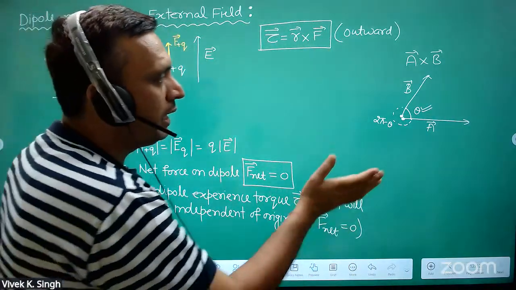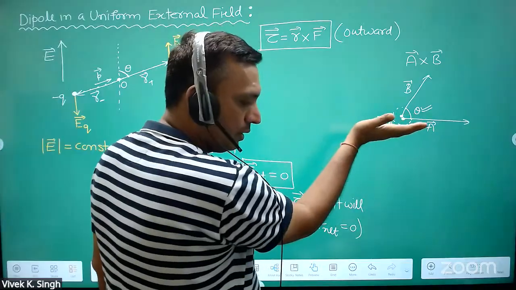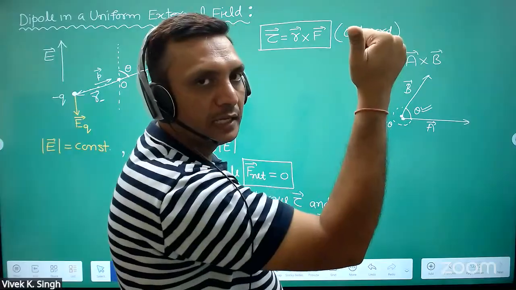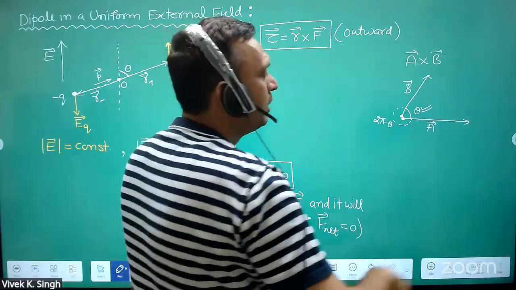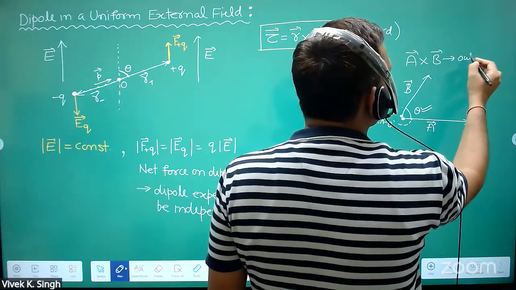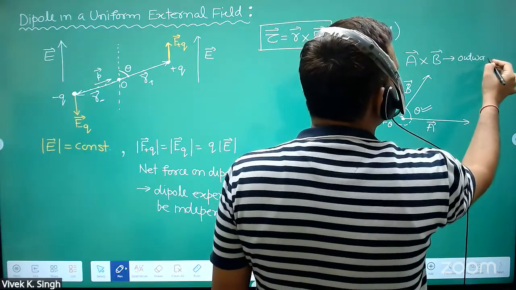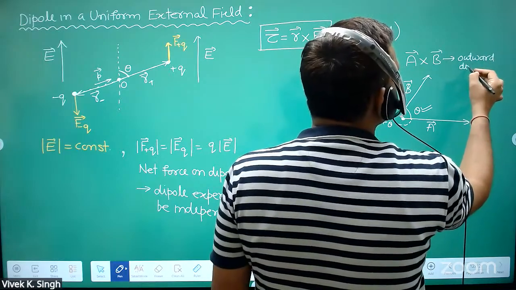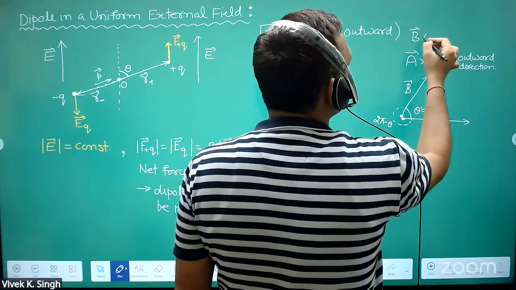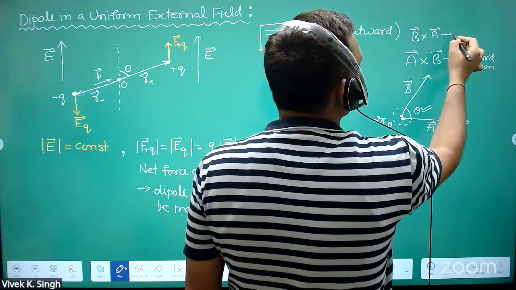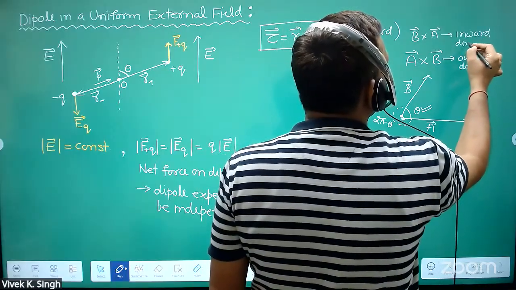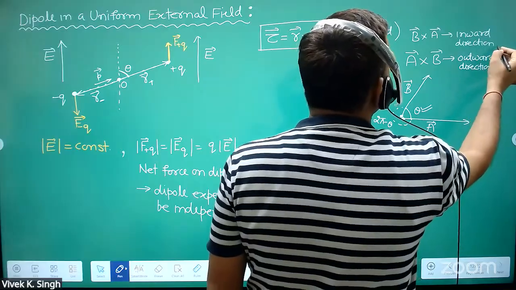तो अब आप क्या करोगे? A क्रॉस B क्या होगा? राइट हैंड यूज करो और A टू B वाया स्मॉलर एंगल मूव करो. सो थंब विल गिव यू डायरेक्शन ऑफ A क्रॉस B. तो इसकी डायरेक्शन आउटवर्ड डायरेक्शन. और अगर मैं B क्रॉस A की डायरेक्शन लिखूं तो ये इनवर्ड डायरेक्शन हो जाएगा.